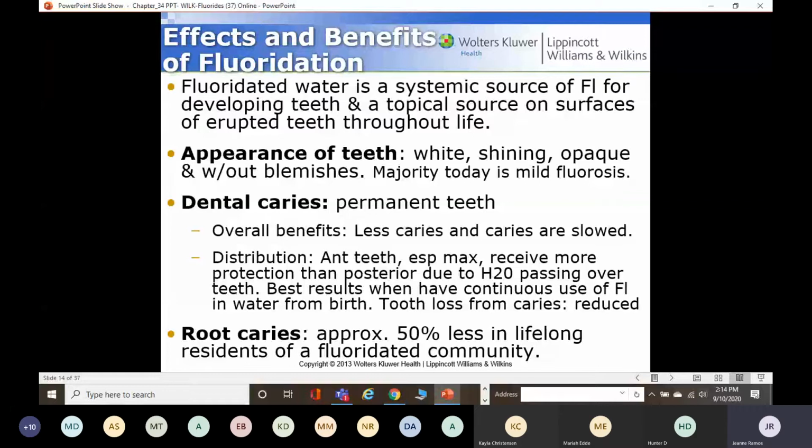Distribution, anterior teeth get the most benefit, especially the maxillary. It receives more protection than the posterior, and that's due to fluoridated water passing over the teeth. So the best results are when you have a continuous use of fluoride in the water from birth. So the tooth loss from caries is reduced.